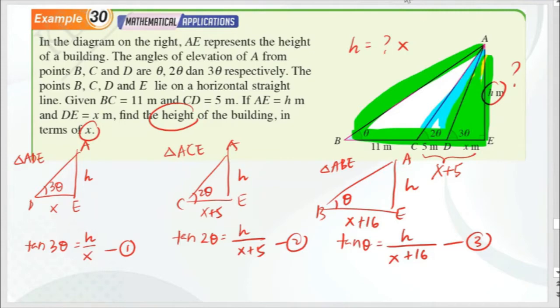So now the question is, how are you going to combine them, or how are you going to make them the same? What is the relation between the first, second, and third equations? Tangent 3 theta, tangent 2 theta, and tangent theta. Okay. Can I say that tangent 3 theta equals tangent 2 theta plus tangent theta? Is it correct?